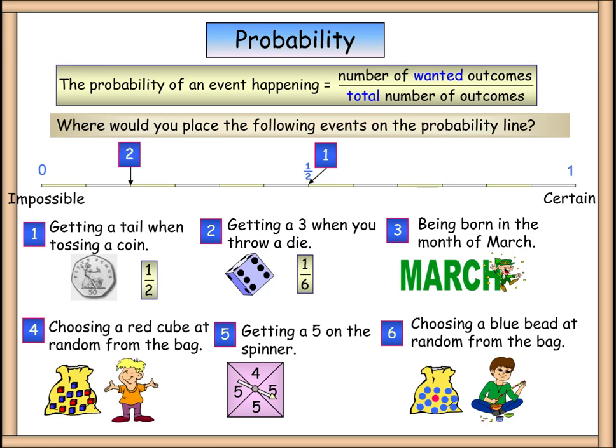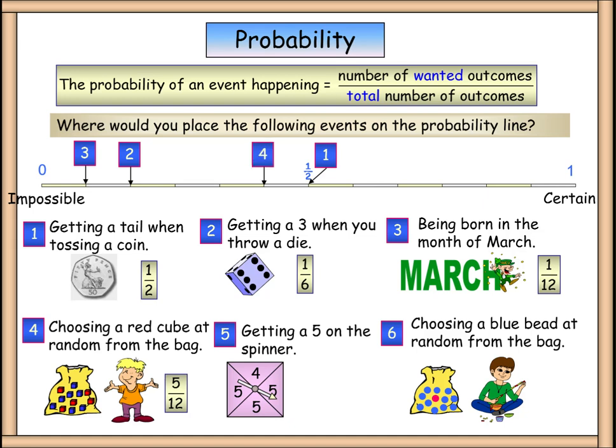Number 3, being born in March. How many months are there in a year? 12. So that's going to be 1 out of 12. Red cube from the bag. How many red cubes are there in the bag? 4 out of 12. Can we simplify 4 out of 12? Yes, we can, 1/3. Oops, 5 out of 12. Can't count, Mr. Ricardon. 5 out of 12.